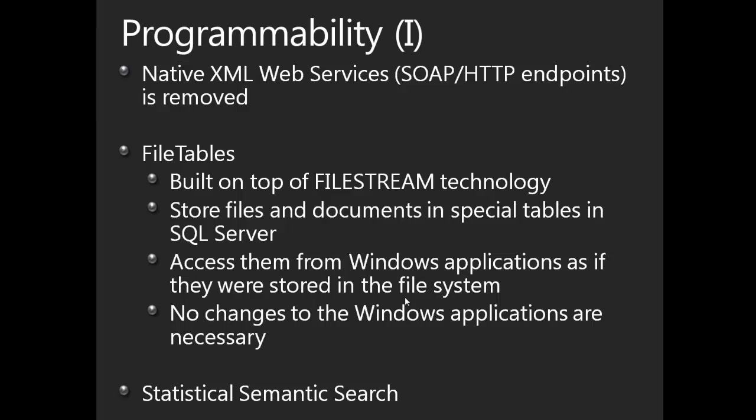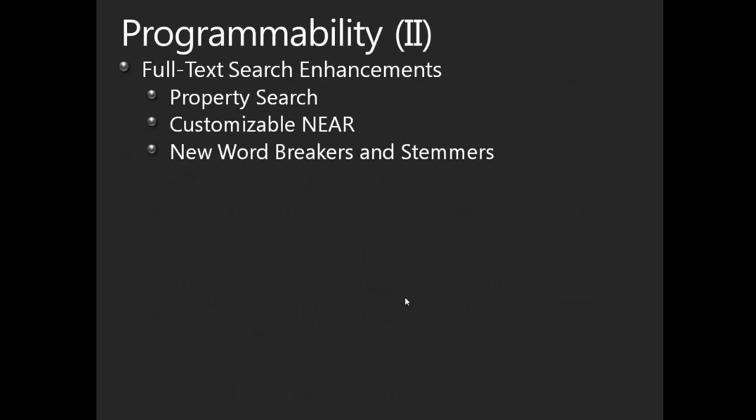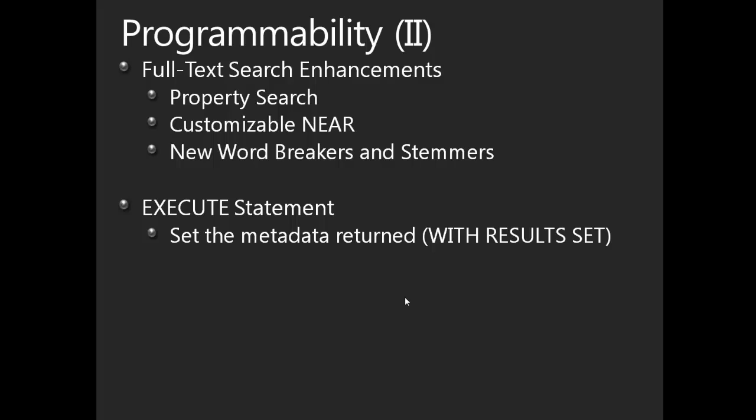So in summary, you can access files stored in SQL Server tables via your file system. Statistical semantic search provides deep insight into unstructured documents stored in SQL Server databases. There are some new full-text search enhancements like property search, customizable NEAR, new word breakers and stemmers. The EXECUTE statement can now specify the metadata returned from a statement by using the WITH RESULT SETS arguments.